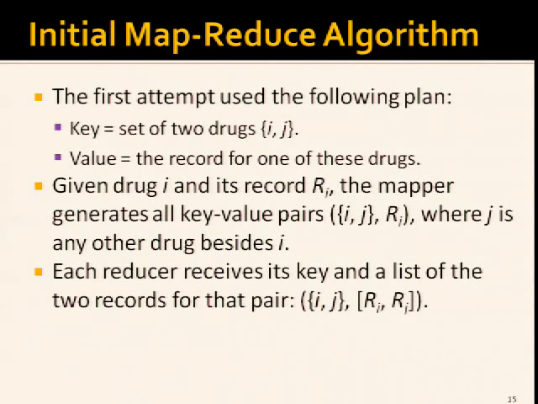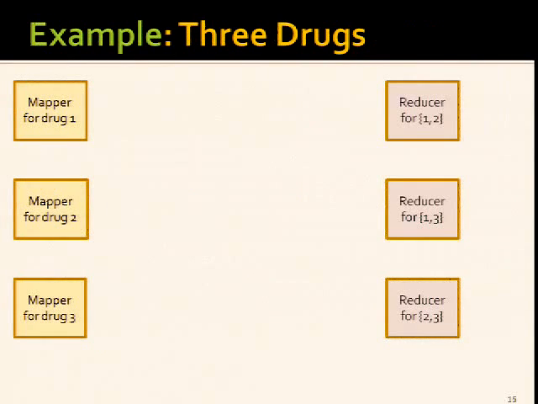So now let's look at this from the point of view of the reducers. The reducer for the set containing I and J is going to get exactly 2 key value pairs. The key, of course, will always be IJ, set I and J, and from one, it'll get the record for RI, from the other, it'll get the record for RJ. And then all it has to do is apply the chi-square test to RI and RJ.